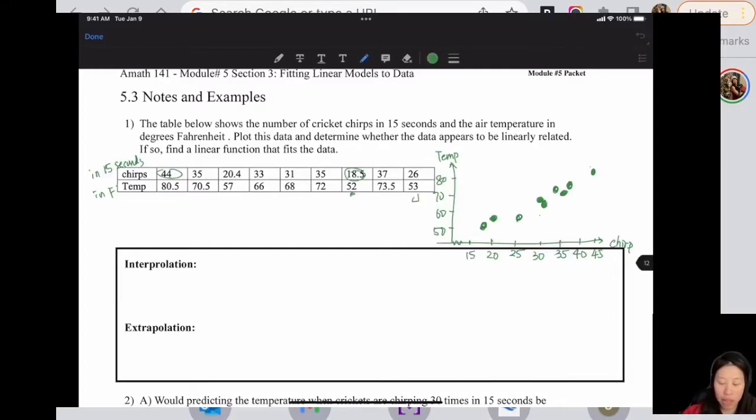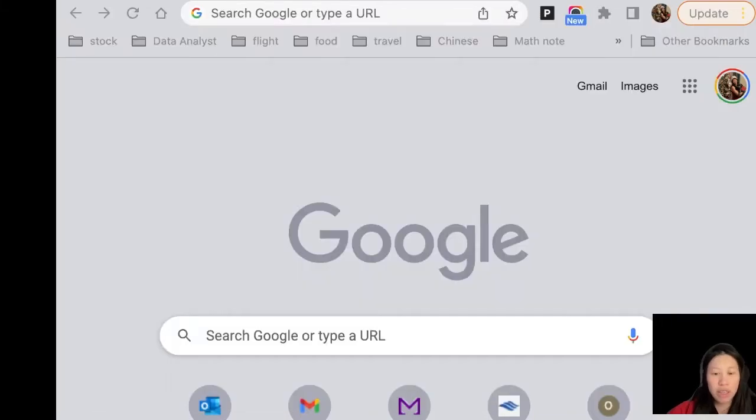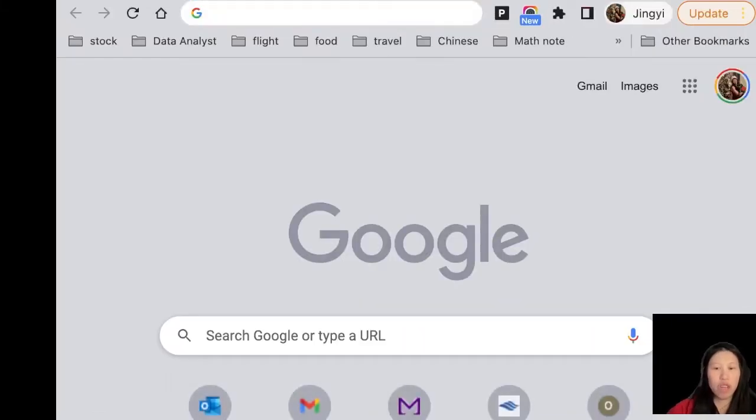Yes, they are, but there could be many lines. I may say, hey, this fits in this line, or sometimes I may say, maybe it fits in this red one. We don't know which one is the best fit. So how can we do it? Now we need to use technology. Let me go to the website and type in GeoGebra.